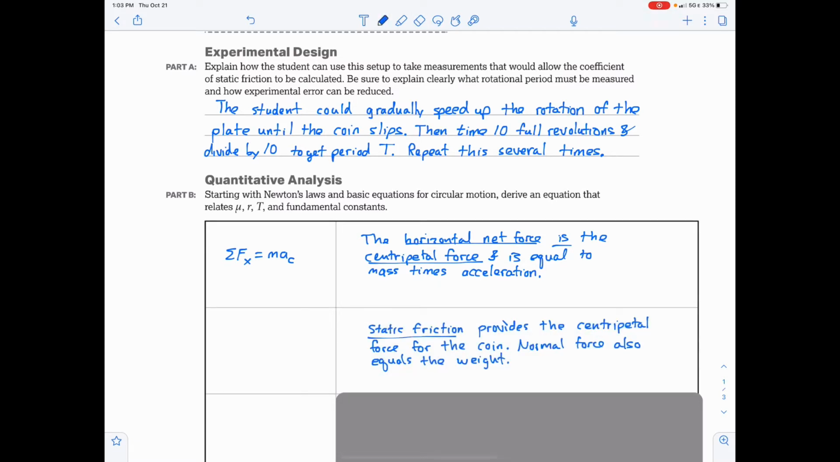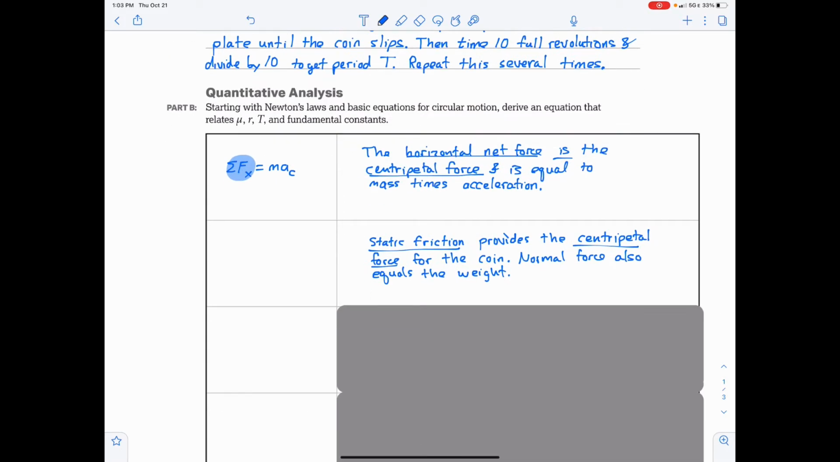Static friction provides the centripetal force. So I'm going to be replacing the net force with static friction. So static friction, and simultaneously I can substitute for a sub c, is equal to mv squared over r. And we can simplify it even further to write friction as mu times normal force. But normal force is equal to the weight. So friction equals mv squared over r can be rewritten as mu mg equals mv squared over r.